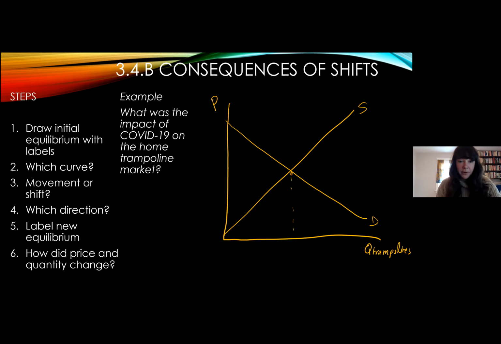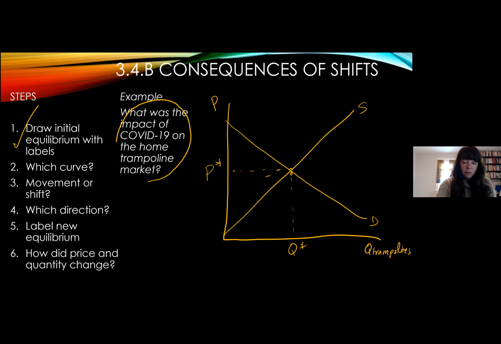You can label it however you want. I would usually do something like Q0 so that you know that's where we started. Or you could label this P star, Q star, like we were. And then when things shift, you can use like prime notation or label it P1, Q1, however you want to communicate to me that this is where I started and after the event, this is where I'll end up, okay? So we drew our initial equilibrium with labels.